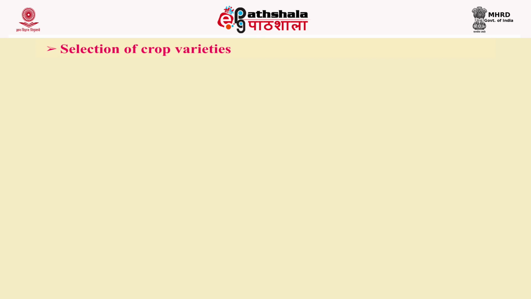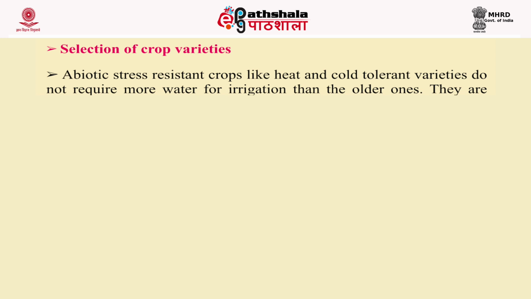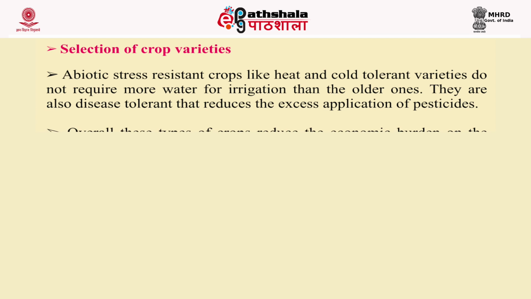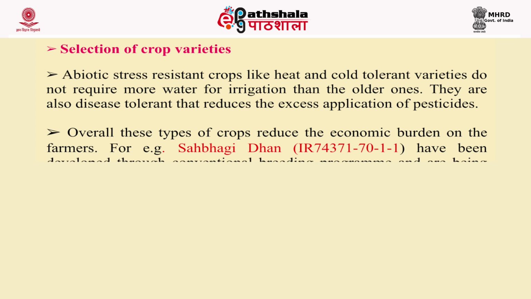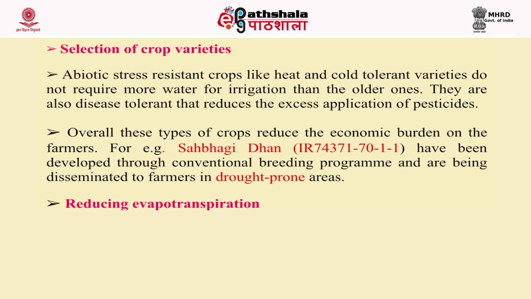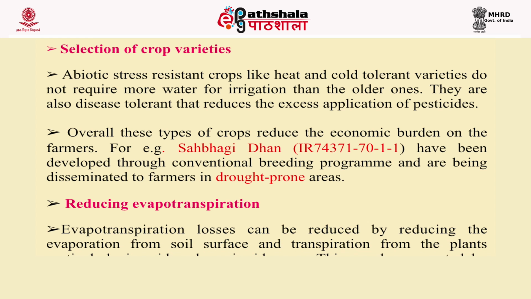Next option can be selection of crop varieties. Abiotic stress resistant crops like heat and cold tolerant varieties do not require more water for irrigation than the older varieties. They are also disease tolerant that reduces the excess application of pesticides. Overall, these types of crops reduce the economic burden on the farmers. For example, Sahbhagi Dhan have been developed through conventional breeding program and are being disseminated to farmers in drought prone areas.